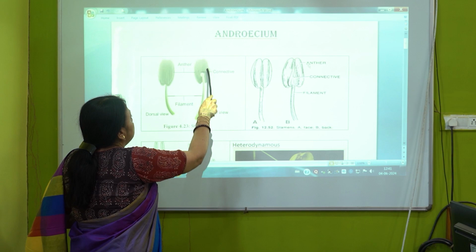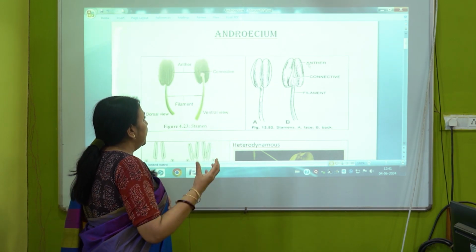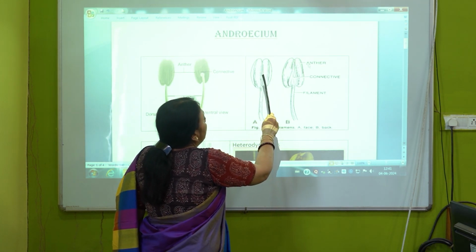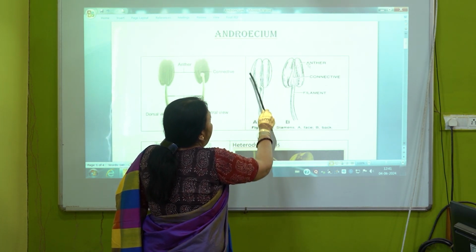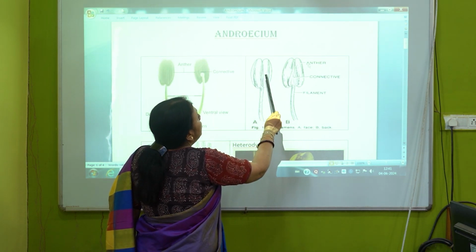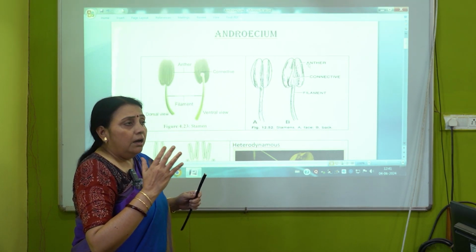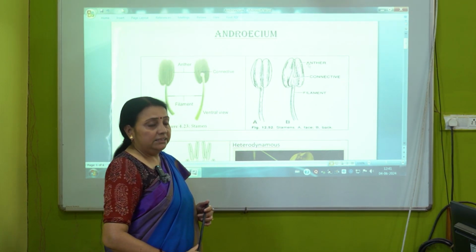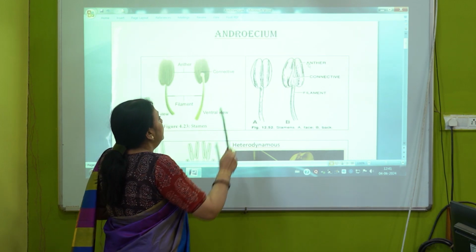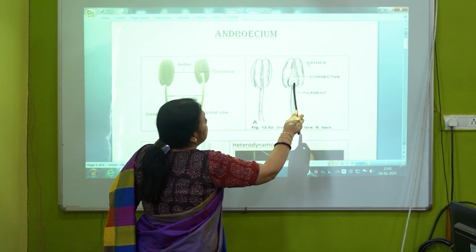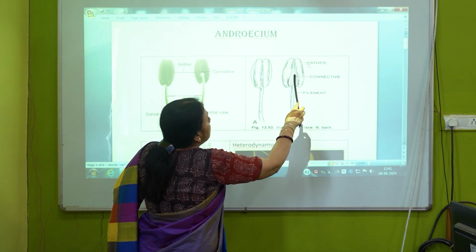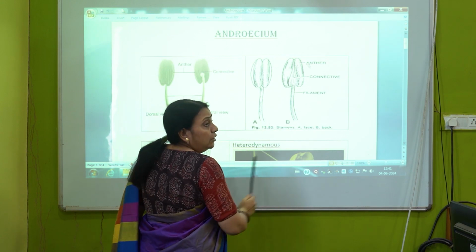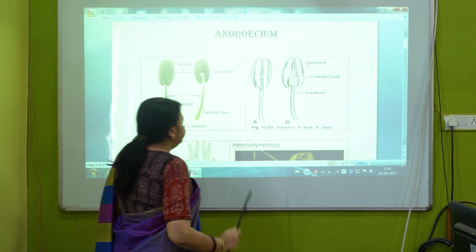Actually, this part, the anther, is a bulbous structure, and it has 2 lobes. That is the first lobe and second lobe, and the anther which has 2 lobes can be distinctly visualized by all of us. It is considered as a dithecous anther, that is, 2 theca. And this elongated and bulbous structure which is present in between the 2 anther lobes is known as the connective.